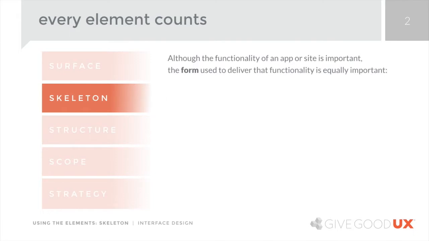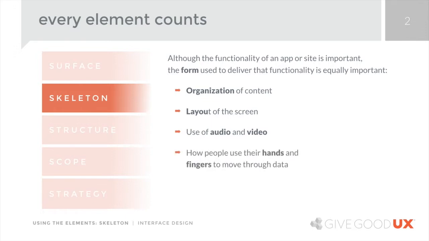When it comes to what people see on the screen, every element counts. Although the functionality of an application or a site is certainly important, the form that's used to deliver that functionality is equally, if not more important. Okay, and that's things like how the content is organized, how the screen is laid out, how we use things like audio or video to enhance the experience or enhance understanding, how people actually use their hands and fingers to move through data, right? On touch screens, this is even more important because we've got all these new gestures and new ways to control things.